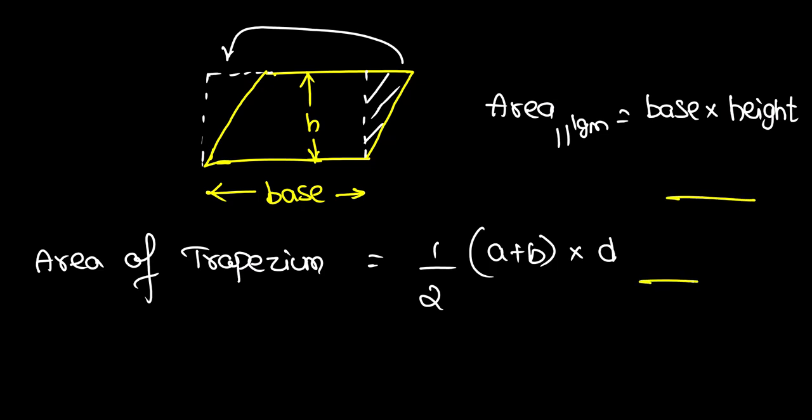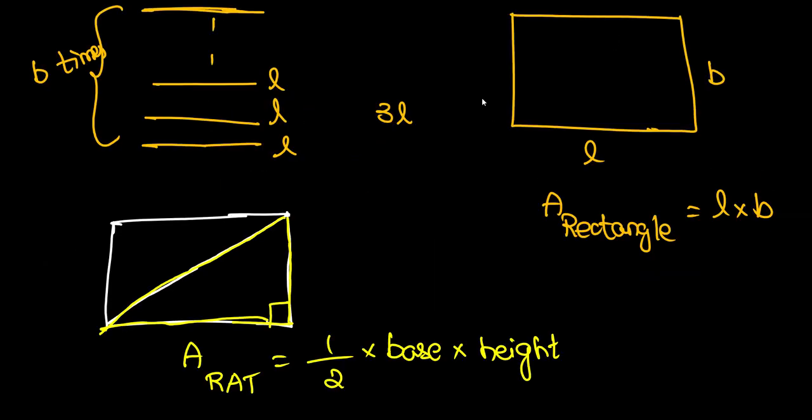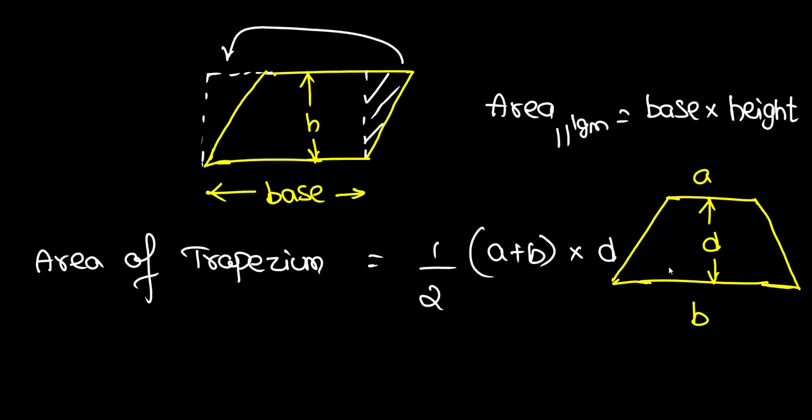This is one parallel side, this is another parallel side. This is A, this is B, and this is D. Trapezium. So half into the sum of parallel sides into the distance between parallel sides. How did you get that formula? Again, from the rectangle we already developed a triangle. If you know how we got the right angle triangle formula from the rectangle, then we can develop it for the trapezium as well.